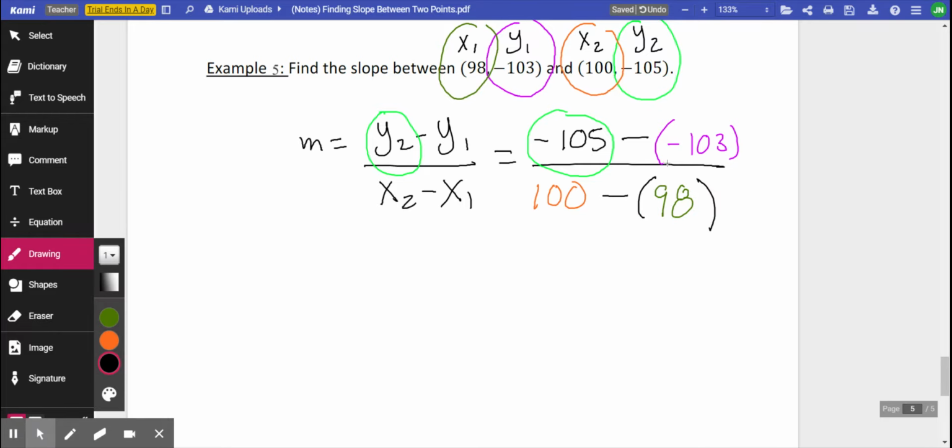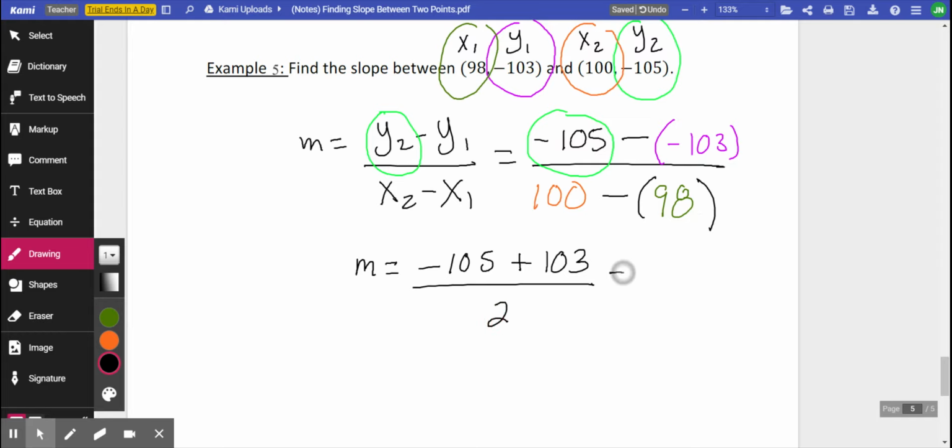So even though they want us to find the slope of all these numbers that are really, really big out there, we could still do it using the slope formula. So remember, two negatives make a plus, or a positive, right? So this will correspond to negative 105 plus 103, because there's a negative and negative next to each other right here, next to the 103. And then on the bottom, I have 100 minus 98. Well, that's easy, right? 100 minus 98 is just 2.